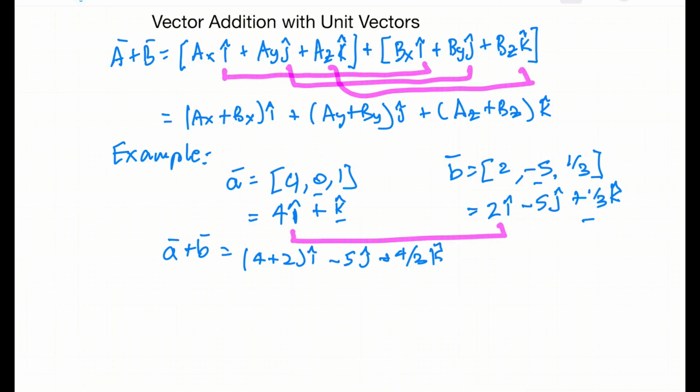Let's write that out. So that's going to be equal to 6i minus 5j plus 4/3 k, which can also be written in the triple format of 6, -5, and 4/3. So there's the sum of those two vectors using the unit vector notation.